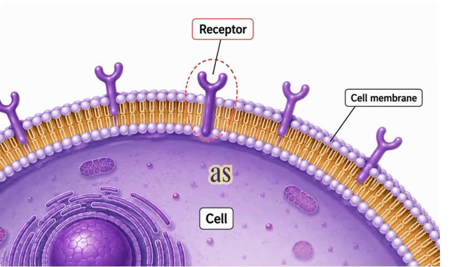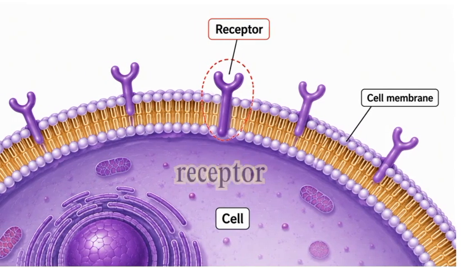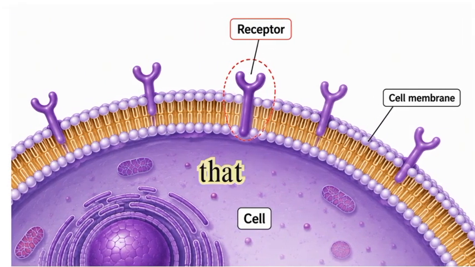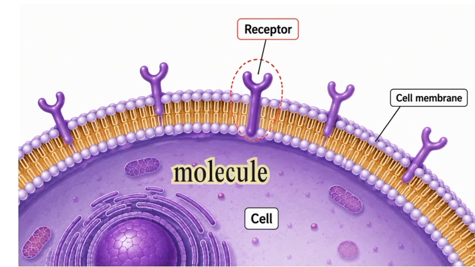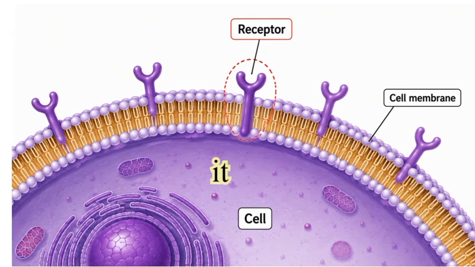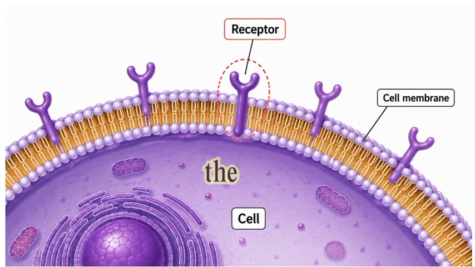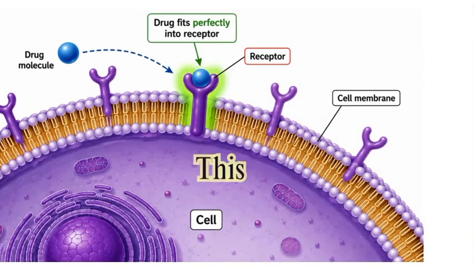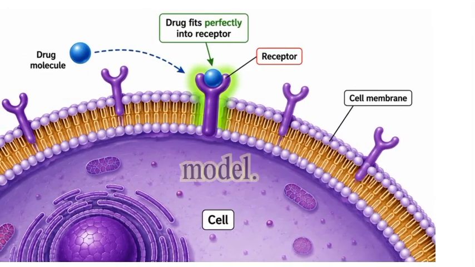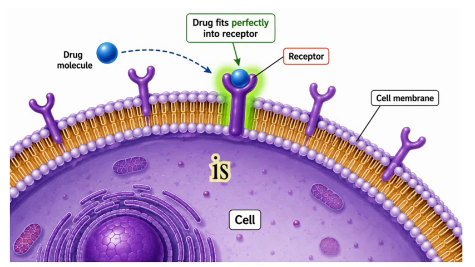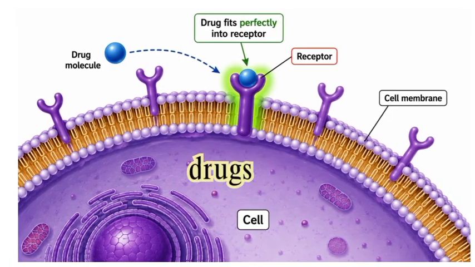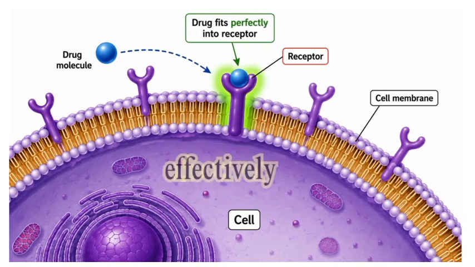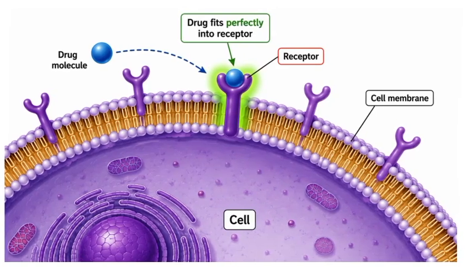Think of a receptor as a lock. Every receptor has a unique shape that recognizes only certain molecules. When the correct molecule binds to the receptor, it activates a response inside the cell. This is called the lock and key model. The receptor is the lock, while the drug acts as the key. Only drugs with the correct shape can bind effectively to a receptor.